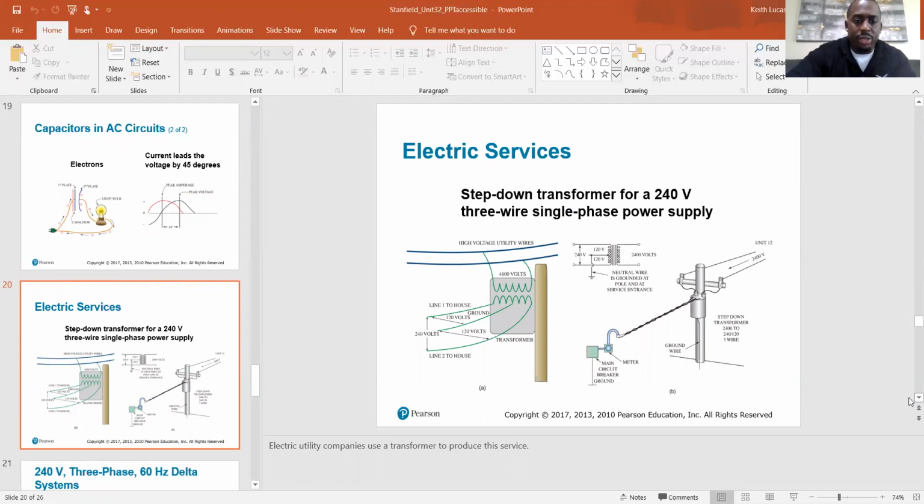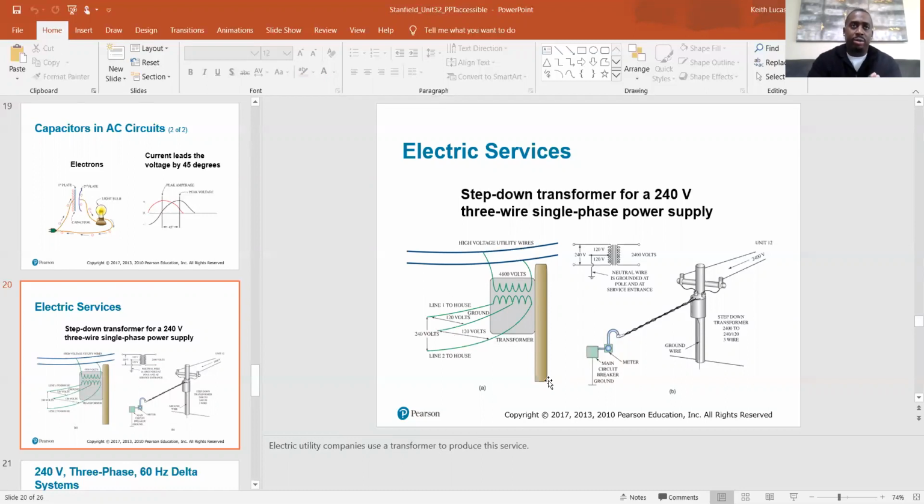Electric services. Electric utility companies use transformers to produce this service. So outside your house on the power lines, you'll see these big trash can looking things. I used to wonder what they were as a kid, but those are giant transformers, for those that don't know. So on this one, for example, you have 4,800 volts coming in through these lines, and then the transformer steps it down and it's coming out at 240 volts. So this 240 is then fed to your electrical panel for your house.